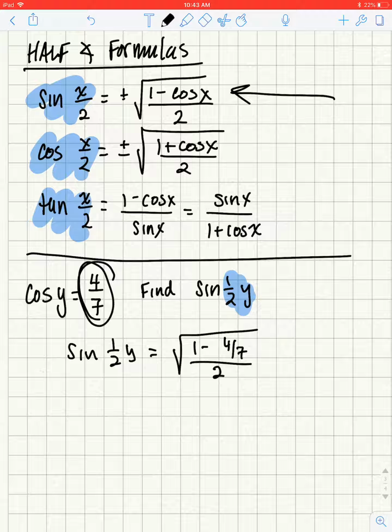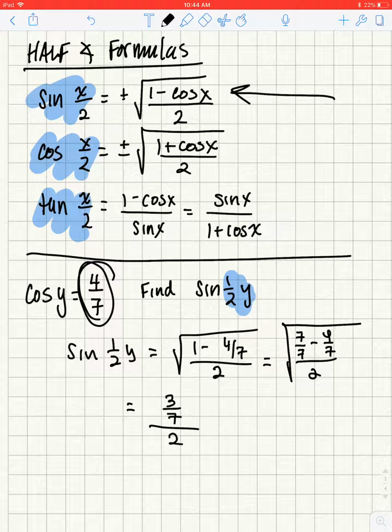Now I could see that this could give you some trouble on simplifying. I believe on Delta Math, they just want it in simplest radical form. So be careful here. What I would do first, change the 1 to a common denominator, 7 over 7 minus 4 over 7 divided by 2, and then you could subtract inside the root. You get 3 over 7 divided by 2 inside the root.